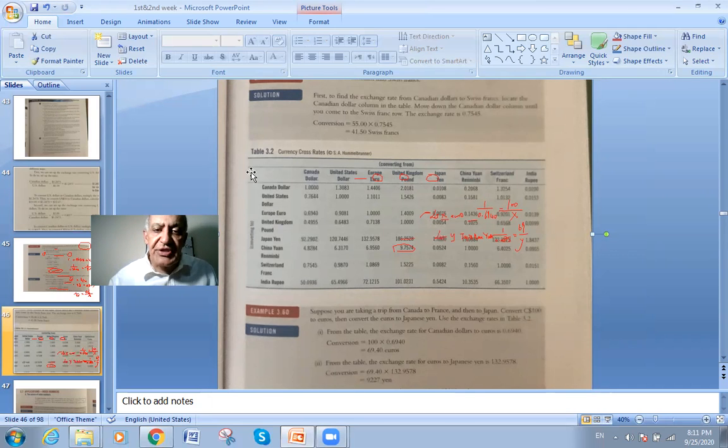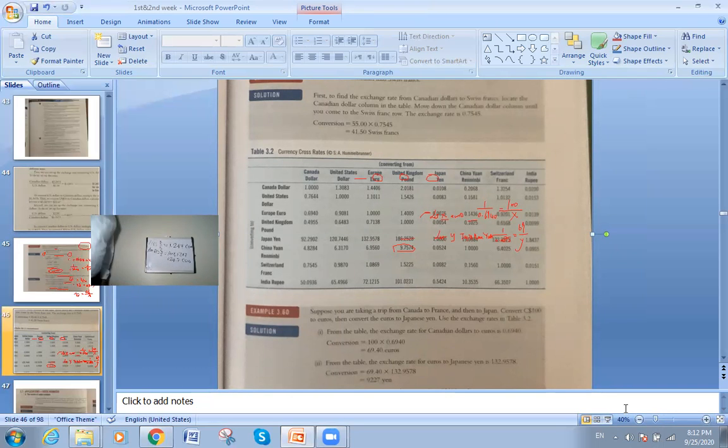Don't move this way. You move vertically, in the column from up to down. I need to go from Canadian dollars to Swiss francs, so I move down to where they intersect, where they meet each other, here. So from Canadian dollars into Swiss francs. Look at the prompt here: 55 Canadian dollars into Swiss francs. The conversion factor is 0.7545.